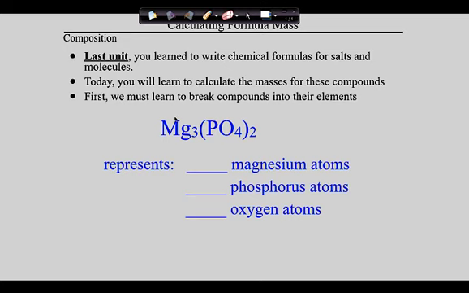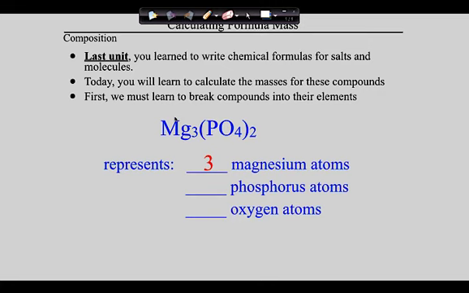Okay, so guys, you good? Okay, but here's the deal. It's not enough to just know what's there. You need to also know how many. So guys, how many magnesiums are in magnesium phosphate? 3, right? That's what the 3 tells you. But now, if any of this is tricky, this is the tricky part.